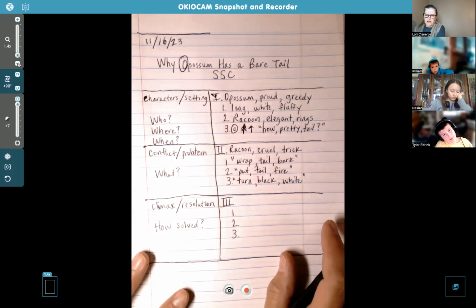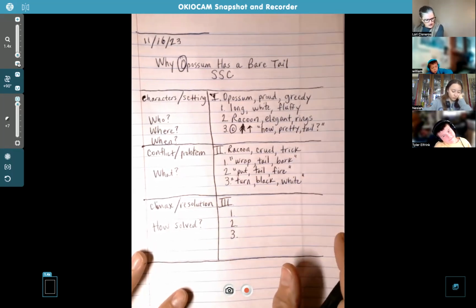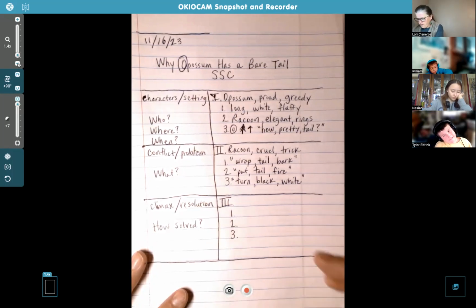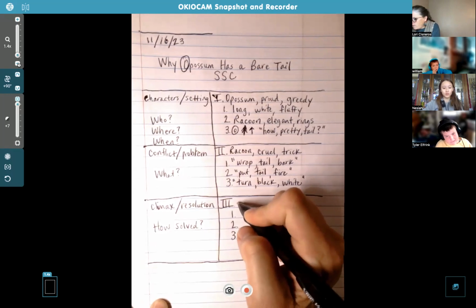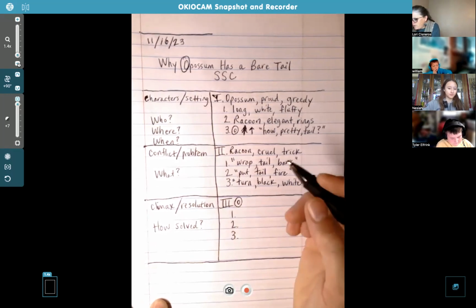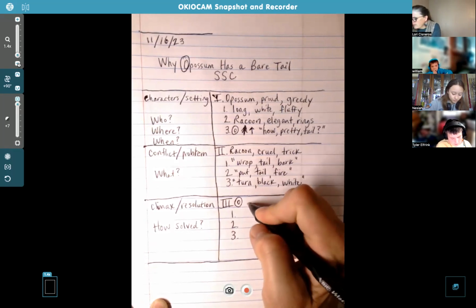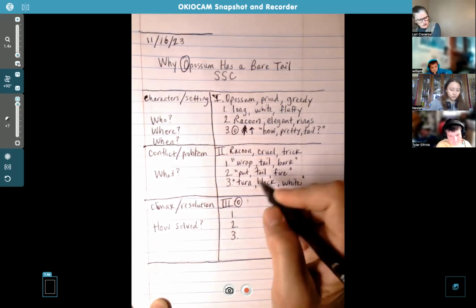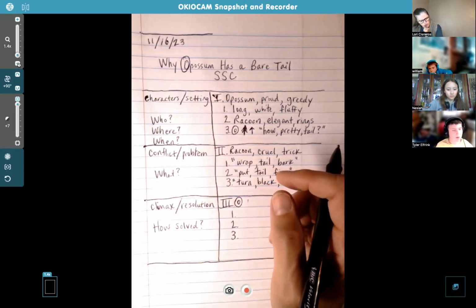He did exactly what Raccoon said. And he put his tail in the bonfire, right? Let me check the time really quick. Okay, we're good. So Opossum, I'm going to put O here for that symbol. Let's see, how could we say this? He wrapped his tail and he put it in the bonfire.